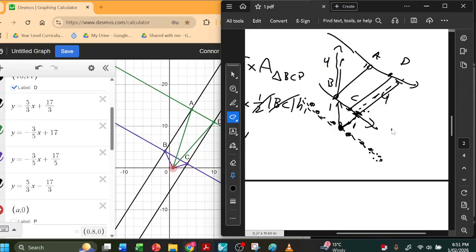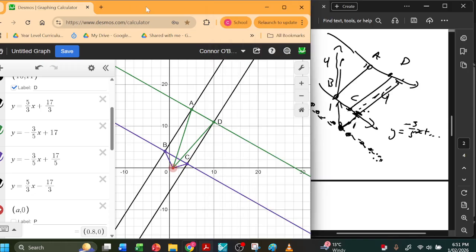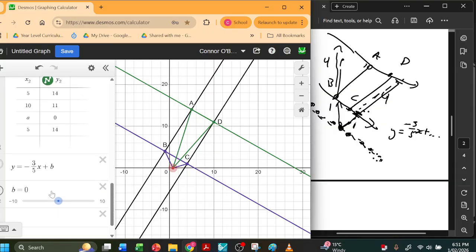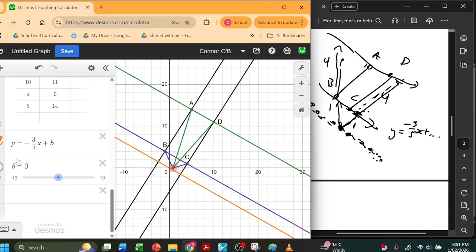So a family of curves such that y is equal to -3/5 x plus something, because the gradient of all of these lines is -3/5. So let me put in that family of curves, and I'm going to label it as an orange line, right? So we've got some orange line such that the ratio between these two side lengths is a 1:4 ratio.